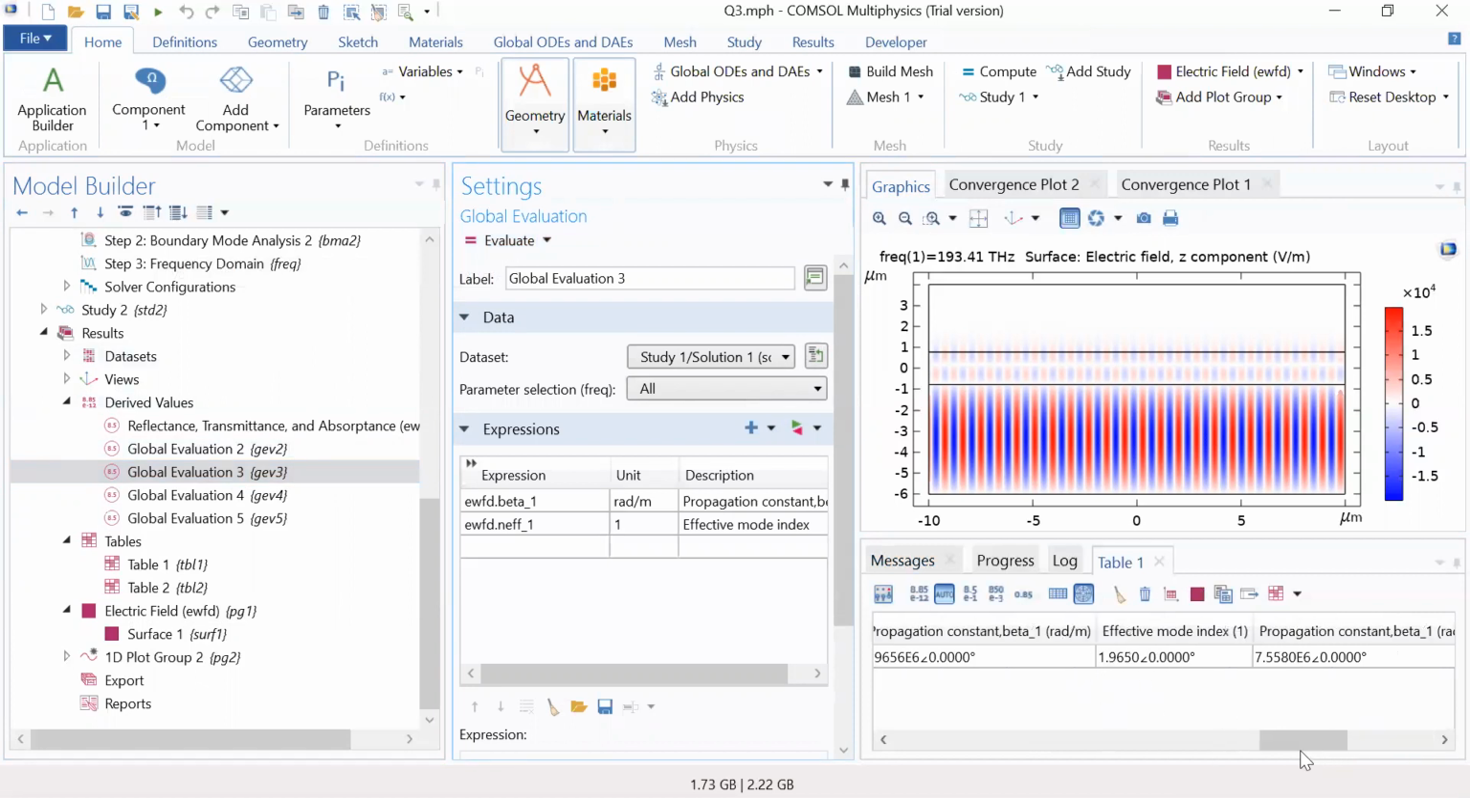Earlier it was 7.55. So it is a huge change within three steps. This is the asymmetric waveguide description. We have just analyzed the symmetric and asymmetric waveguide. Thank you. Let me know if you have any doubts.